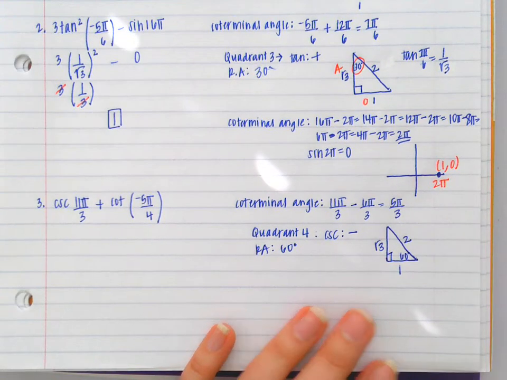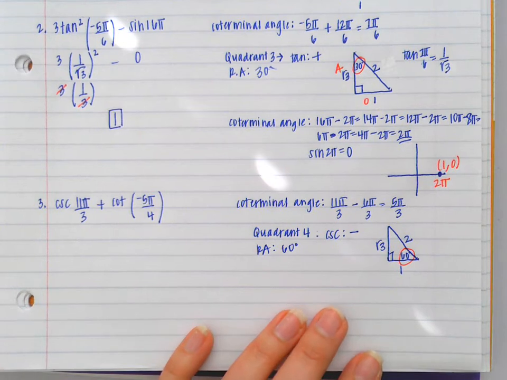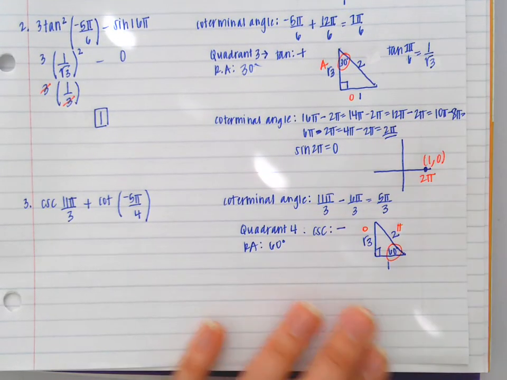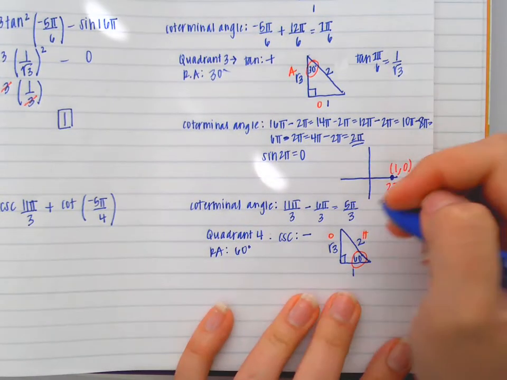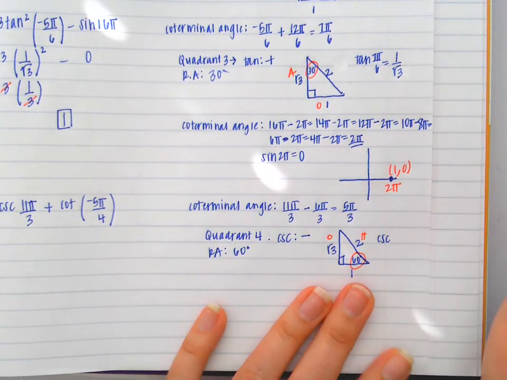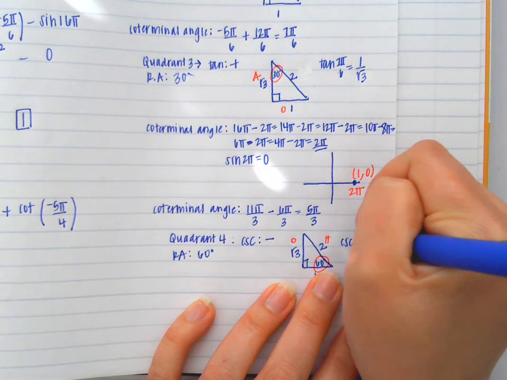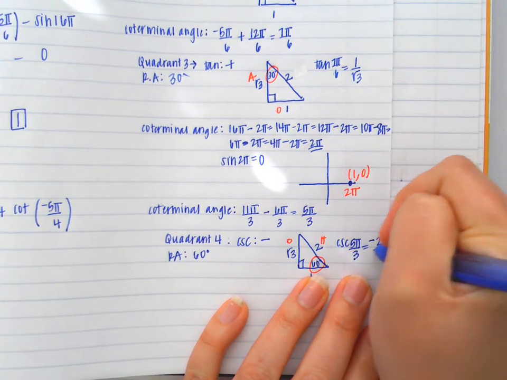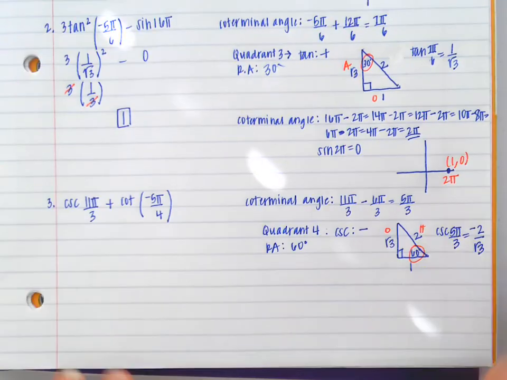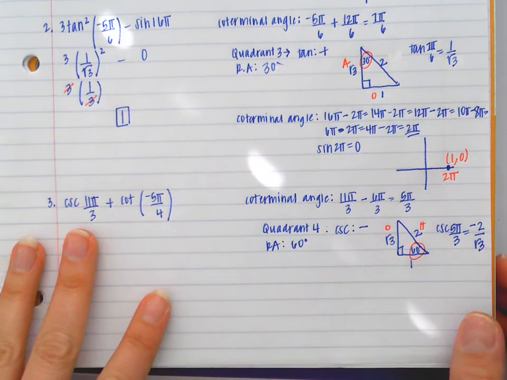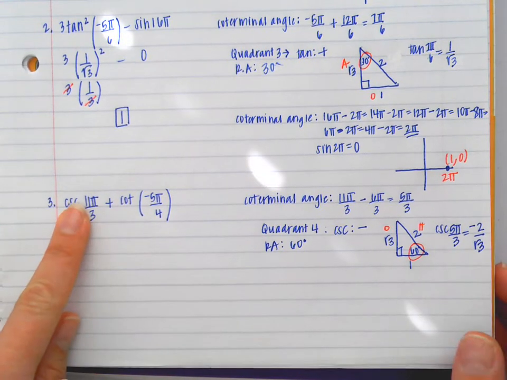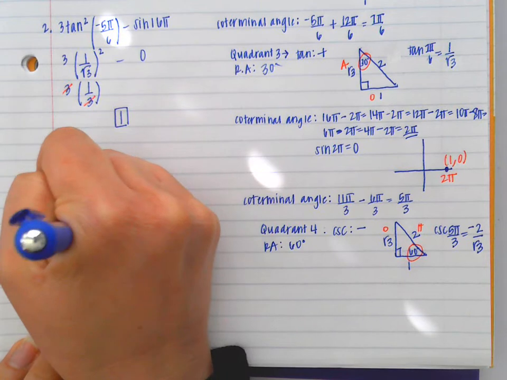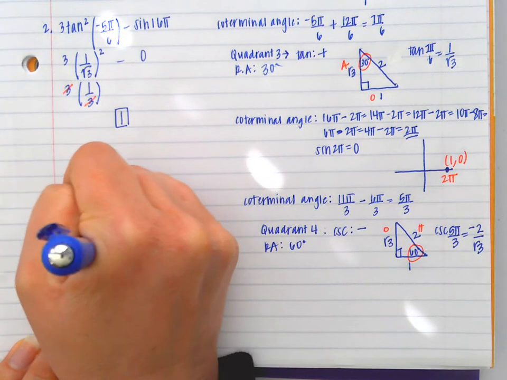So cosecant is the reciprocal of sine. So it's hypotenuse over opposite. So cosecant of 5 pi over 3 is going to be negative 2 over rad 3. I do want to rationalize the denominator here because it's not squared. So I'm going to multiply top and bottom by rad 3 to get me negative 2 rad 3 over 3.